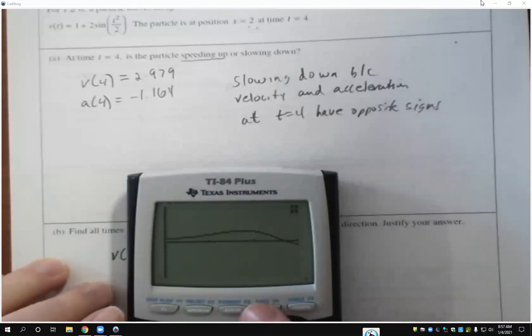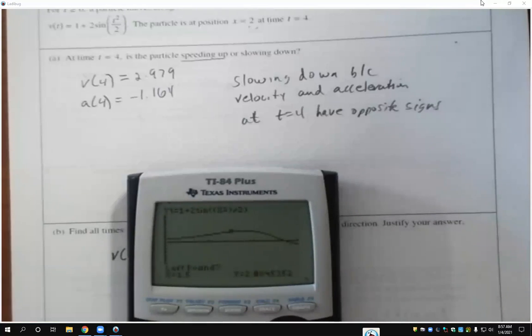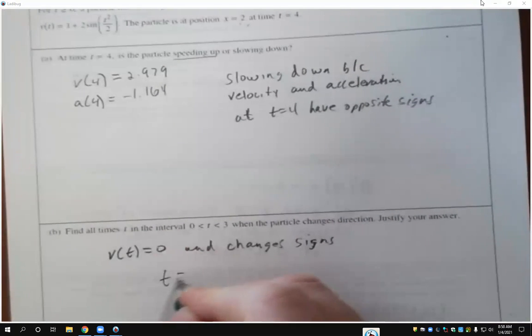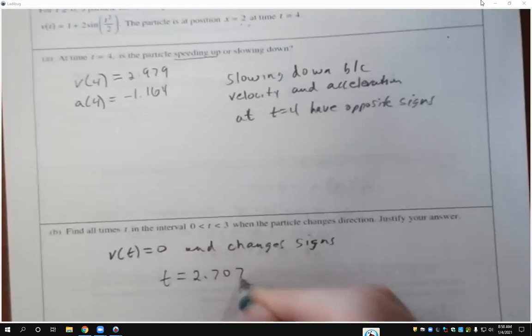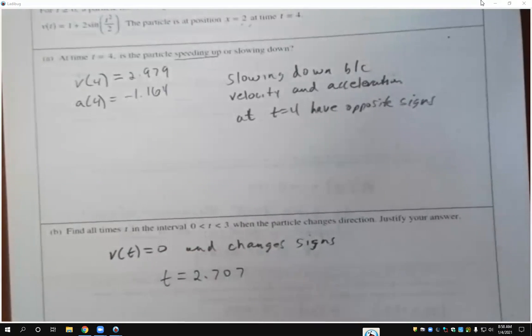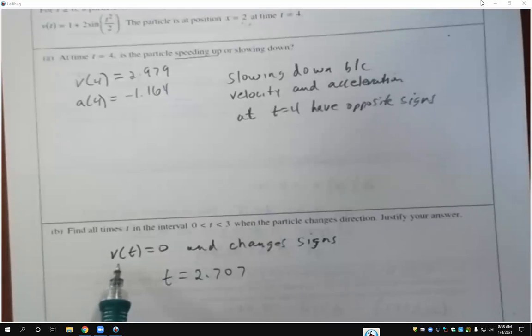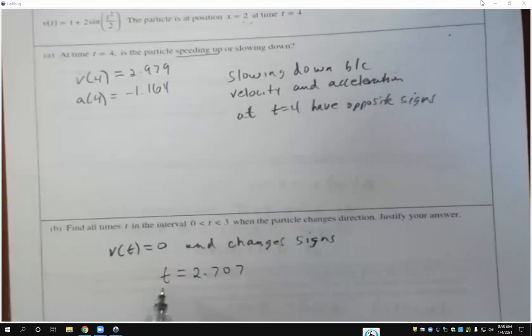So it's second calc, option 2. And if you're a cursor person, be a cursor person. If not, type in some numbers. I'm just going to type in between 0 and 3 because that's what the question is asking anyway. And there's only one of them. And once I do that, I end up with 2.707. So t equals 2.707. Okay, that's all you need. It's a calculator question. Okay, you justified it and you found the time.